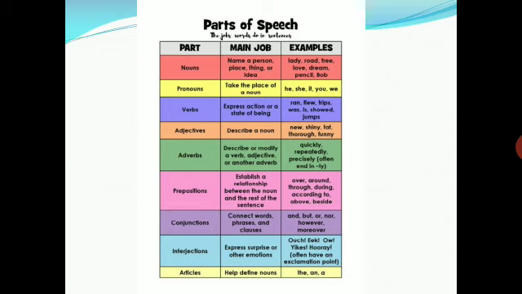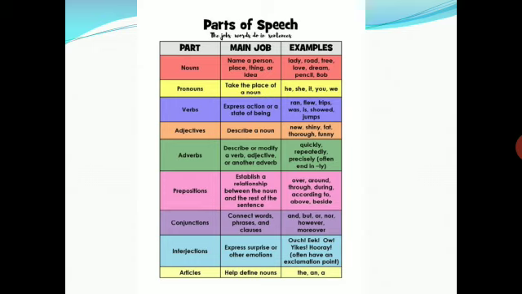Pronouns take the place of a noun. For example, he, she, it, you, we. Verbs are action words that express action or state of being. For example, ran, flew, trips, was, is, showed, jumps. Adjectives describe a noun. For example, new, shiny, fat, thorough, fun. Adverbs describe or modify a verb, adjective or another adverb. For example, quickly, repeatedly, precisely.